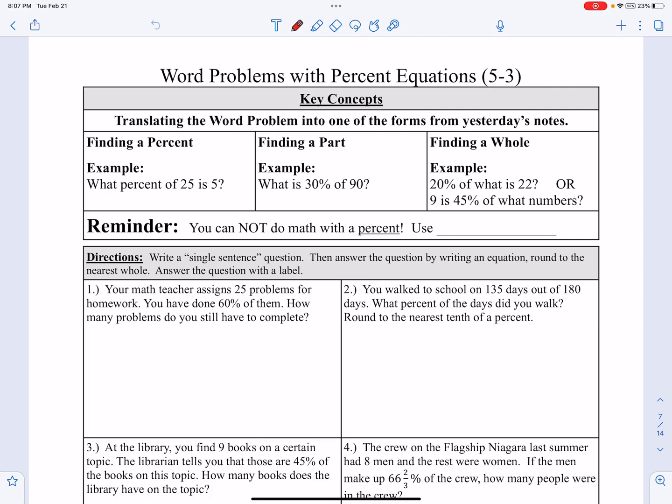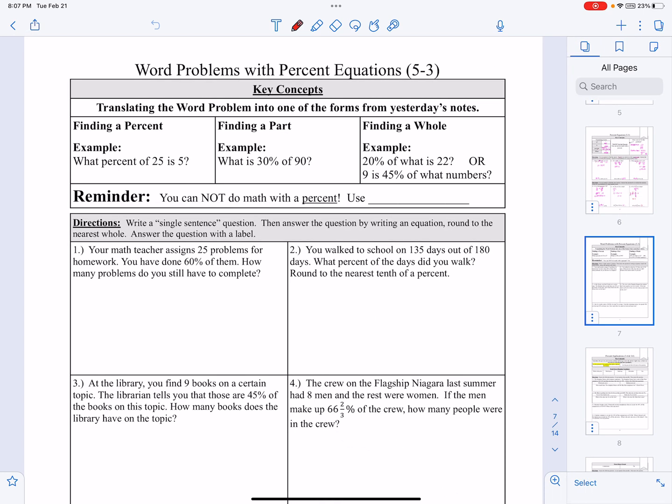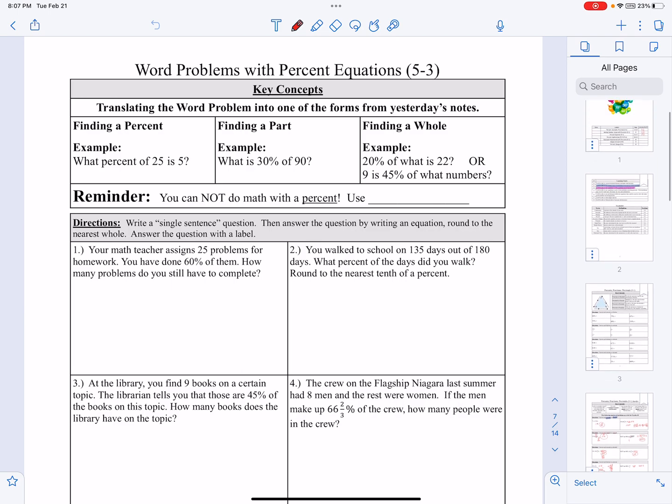All right, let's take a look at your next lesson, which is word problems with percent equations. Interpreting word problems can be a little bit tricky, so we're really going to try to break it down into these three ways of thinking about it. Before we get into that, let's take a look at your learning goals today.